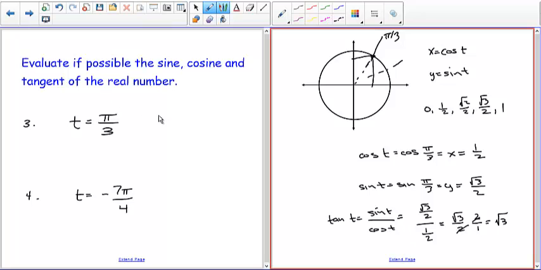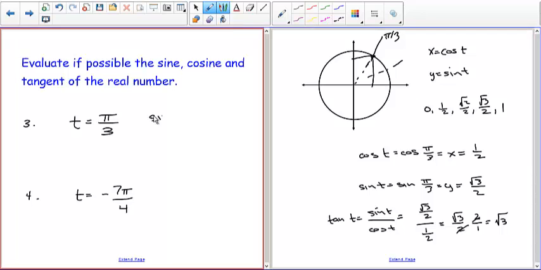So those are the answers. The sine of t is the y-coordinate, which is the square root of 3 over 2. Cosine of t is the x-coordinate, which is a half. And the tangent of t is the ratio of the two, which is the square root of 3.